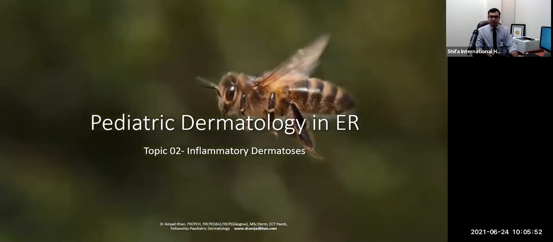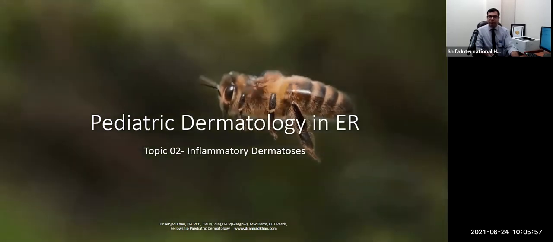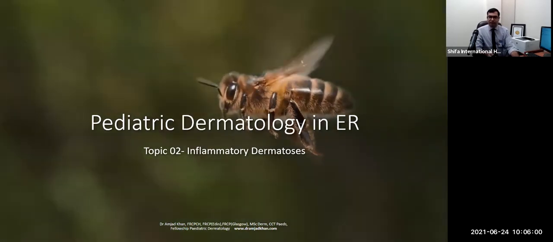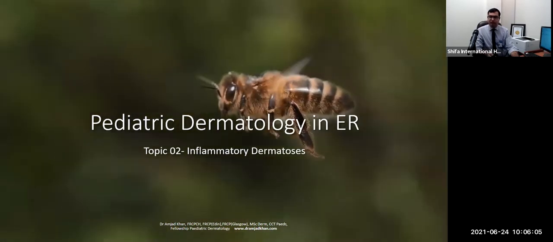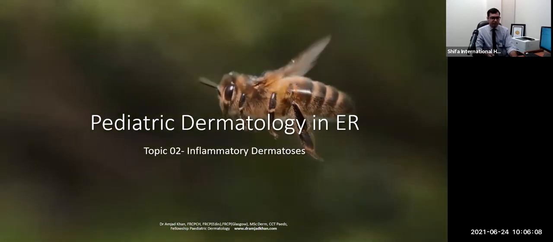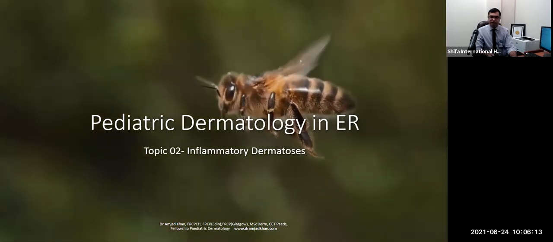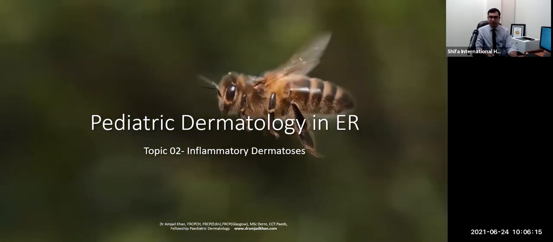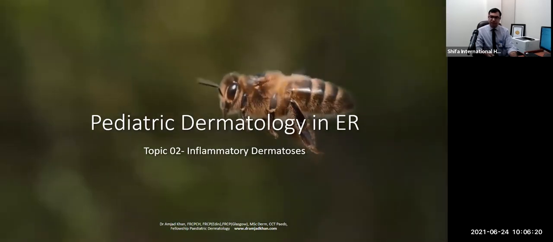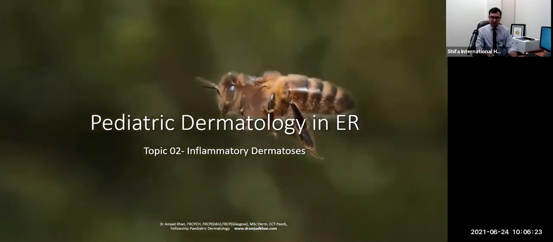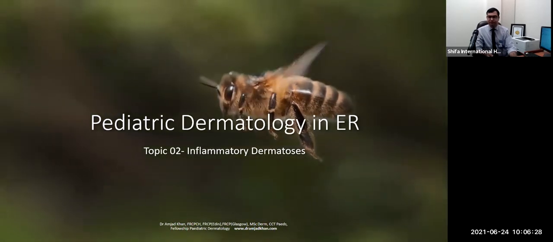Now, pediatric dermatology in ER. This is topic 2, or lecture 2, with inflammatory dermatosis in focus. The main idea behind today's discussion is that we will go into appropriate depth of different topics to make sure that when our frontline staff, ER colleagues, pediatricians, residents, and dermatologists see a young child with inflammatory dermatosis, they know how to troubleshoot them.